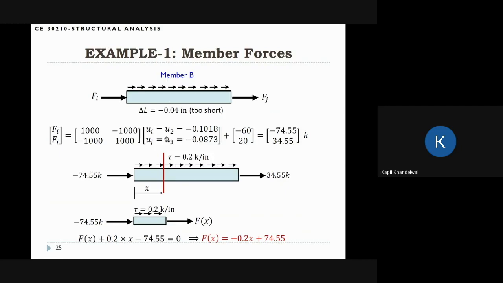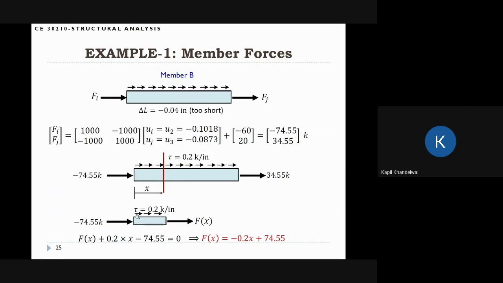So we can draw. Now it's very interesting. You can see that Fi and Fj is not canceling each other, because they should not cancel, because there is a distributed traction acting on it. So if you think very carefully, if we add them together plus the contribution of this traction, then you will see that the member is under equilibrium. And in this case, the force along the length of the member is changing, but we can draw a simple free body diagram to find what is the force at a particular location in the member. So this is a simple calculation.